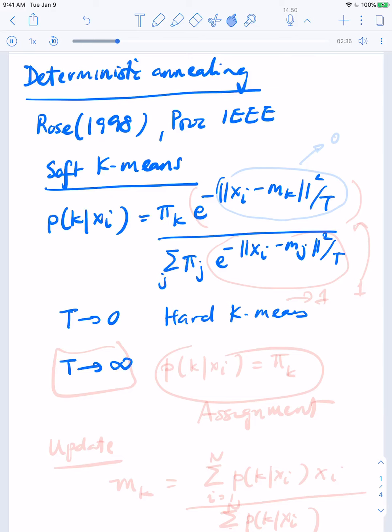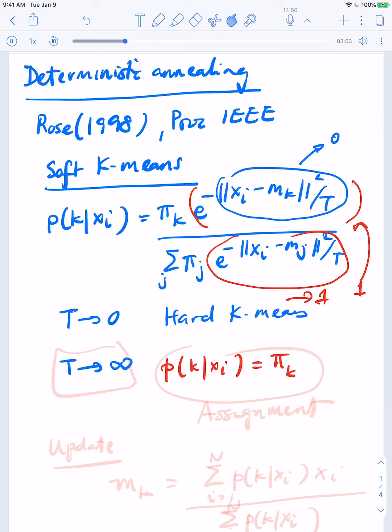Well, each of these exponent terms goes to 0, so these kinds of terms tend to 1. So basically, the assignment becomes equal to pi_k. You can see all these terms tend to 1, and so you get pi_k over the summation over pi_j, so the assignment becomes pi_k. That's what happens to the assignment.